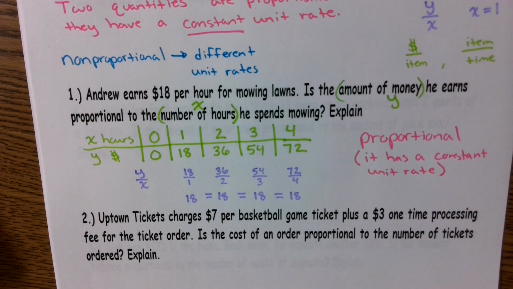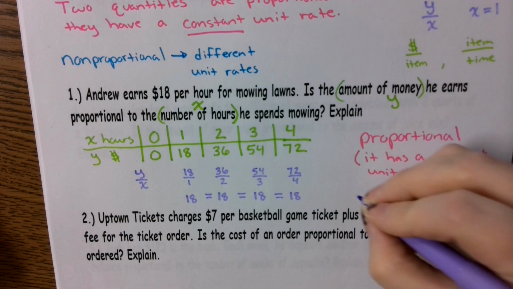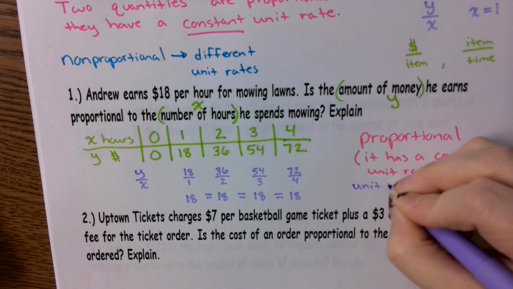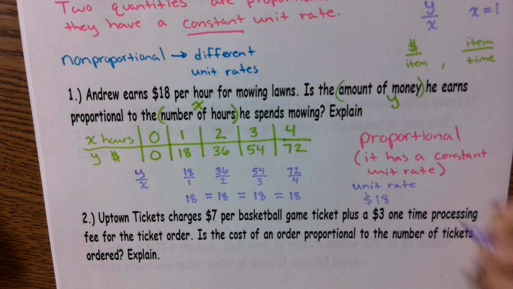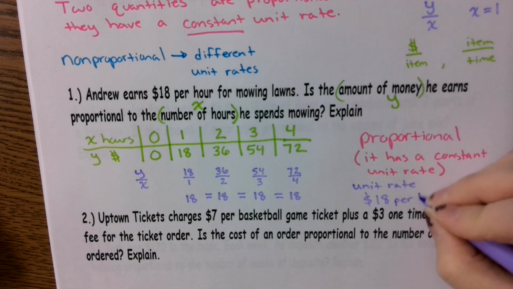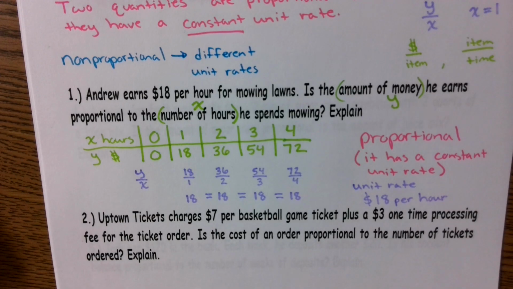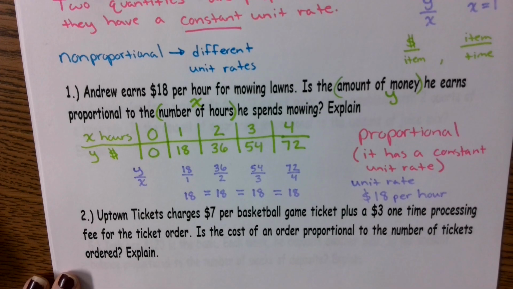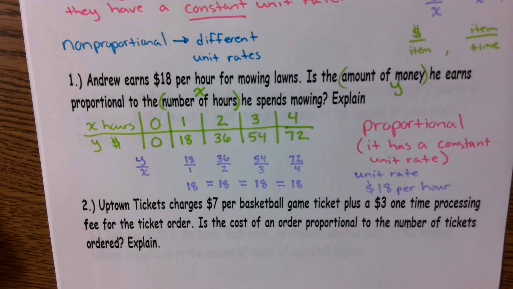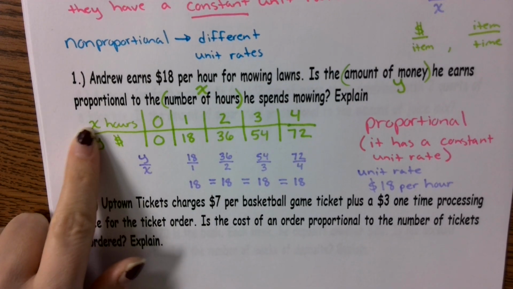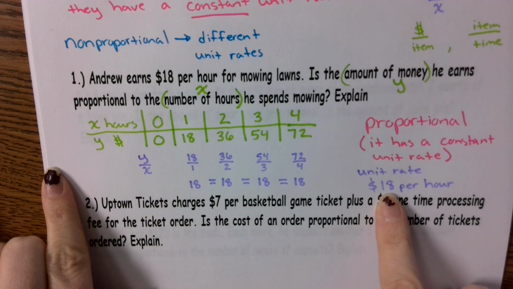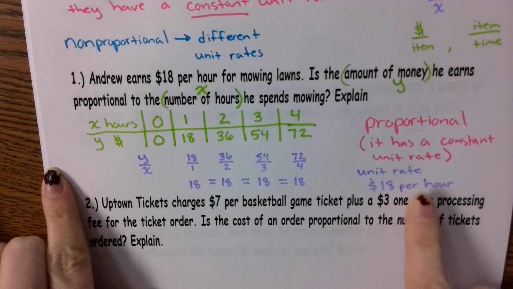And since it has a constant unit rate, let's go ahead and identify our unit rate. Our unit rate is 18, and it's $18 per what? Per hour. Right? It's always going to be Y per X. Your unit rate is Y per X. Our Y was money. Our X was hours. So it's $18, 18 money per 1 hour.